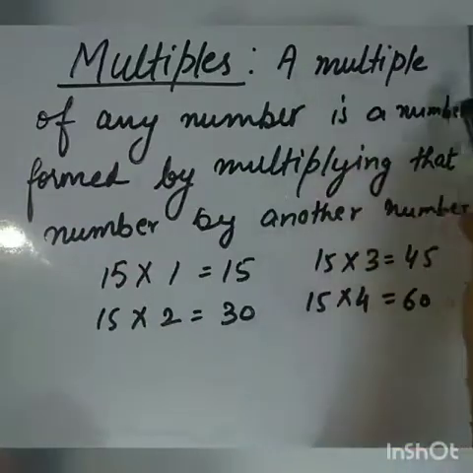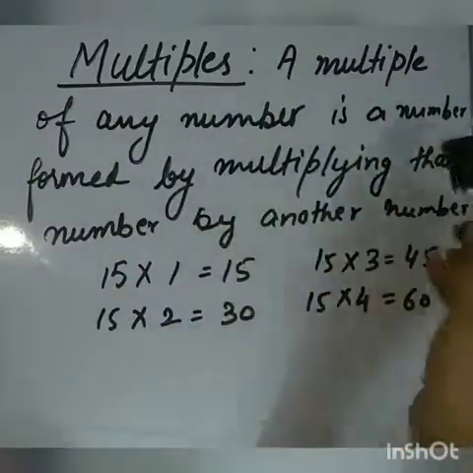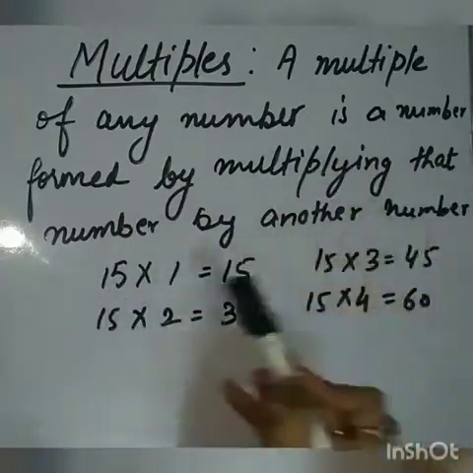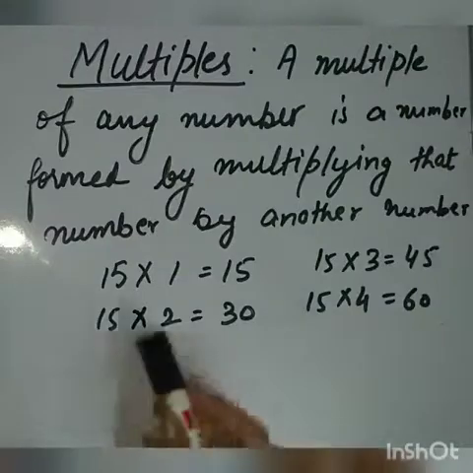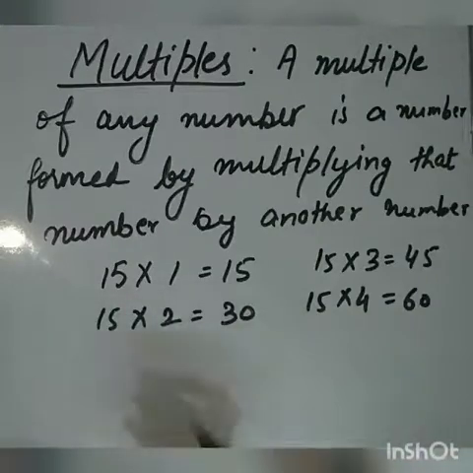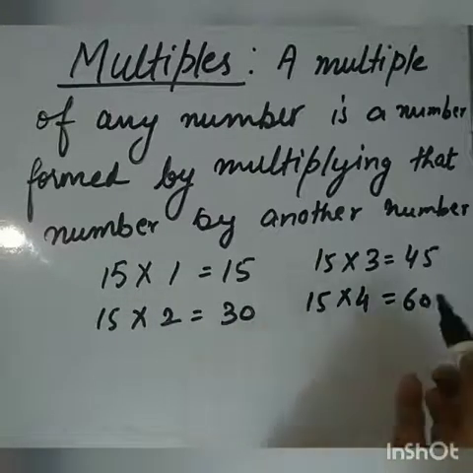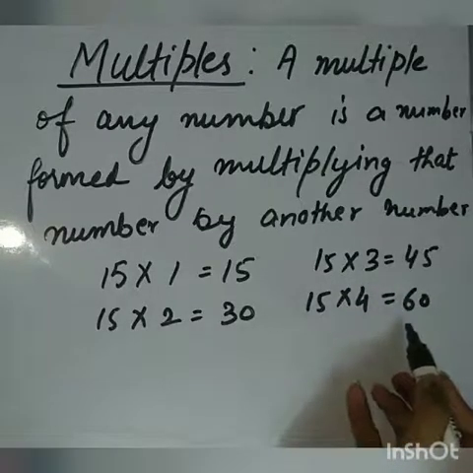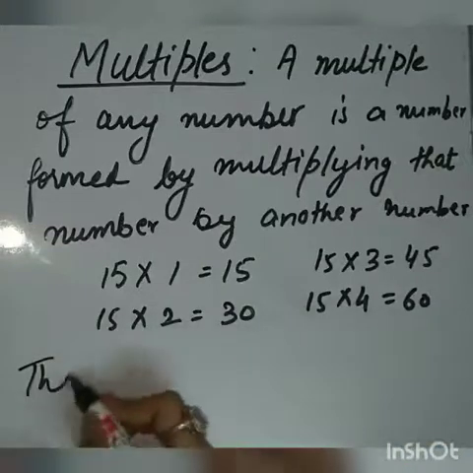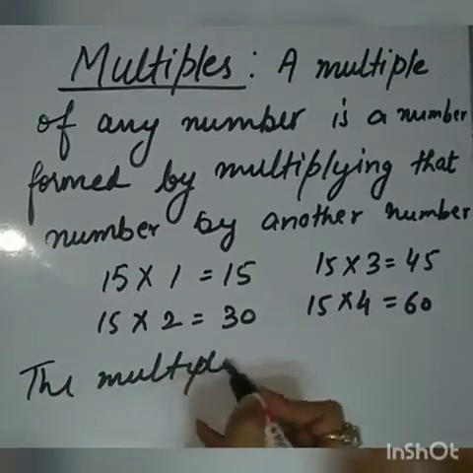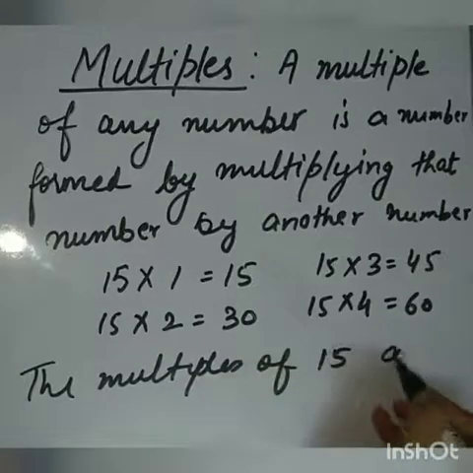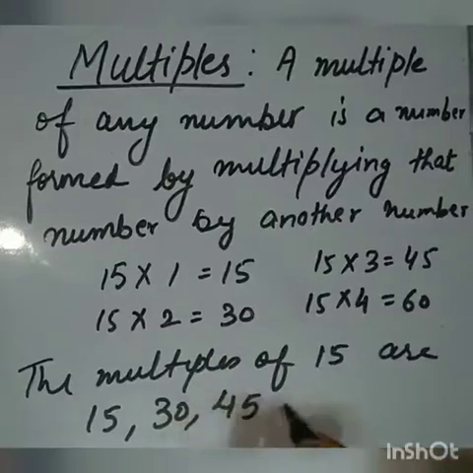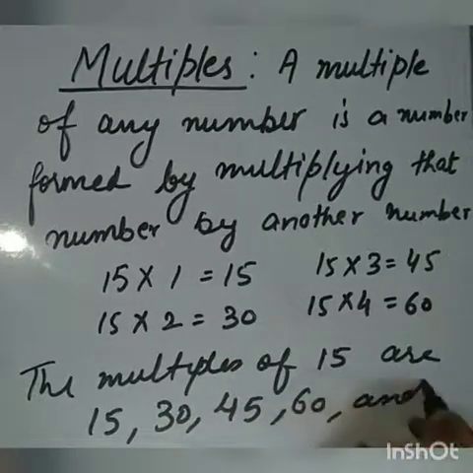Multiples. A multiple of any number is a number formed by multiplying that number with another number. Example, 15 multiply 1 is 15, 15 multiply 2 is 30, 15 multiply 3 is 45, 15 multiply 4 is 60. This means the multiples of 15 are 15, 30, 45, 60 and so on.